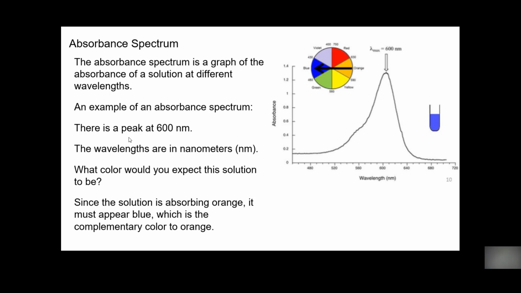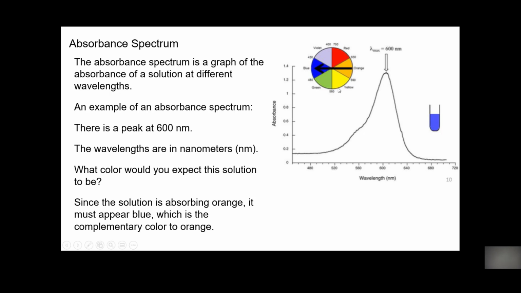What color would you expect this solution to be? So if you remember, I told you there are wavelengths that have certain values. So what are you expecting to see? Well, orange is actually getting absorbed in this wavelength range of 590 to 630. So you're going to see a blue solution. Since the solution is absorbing orange, it must appear blue, which is the complementary color.